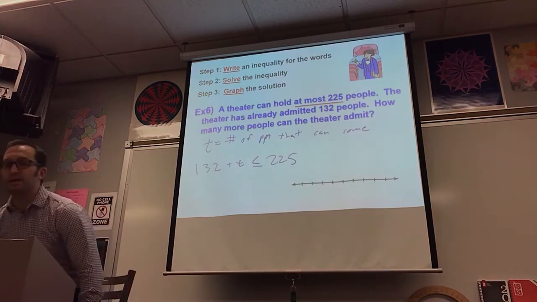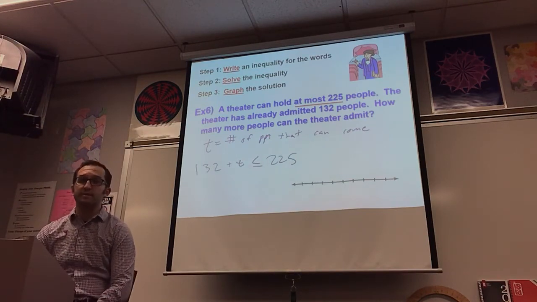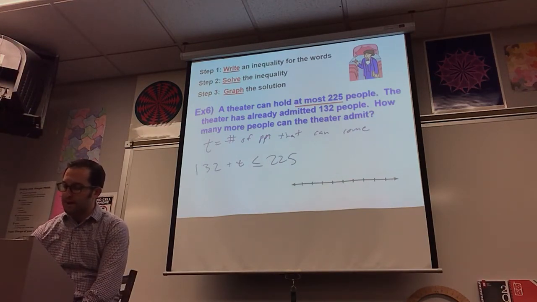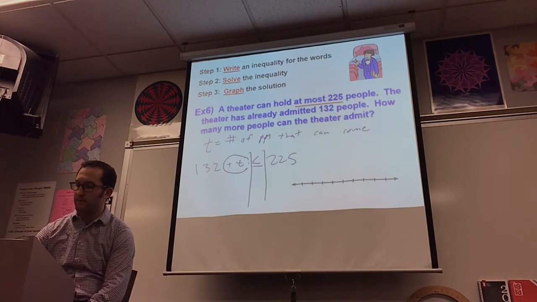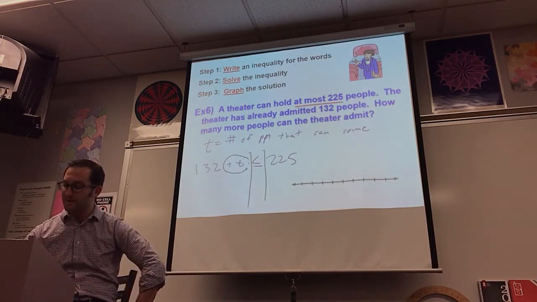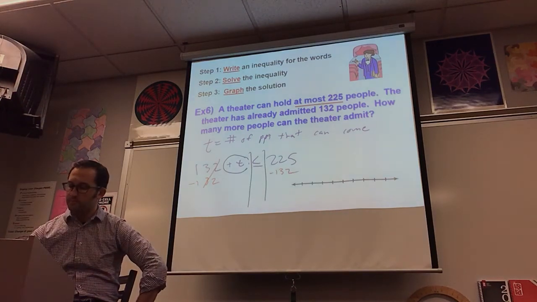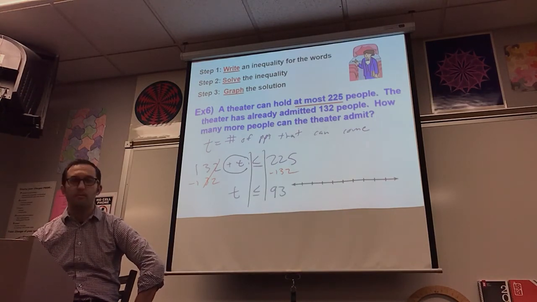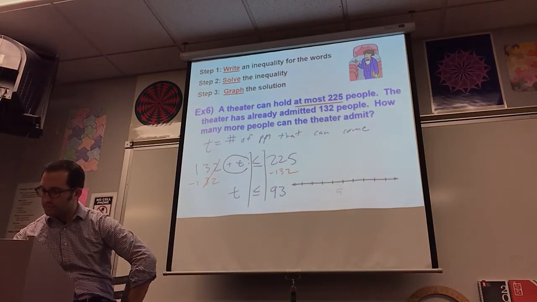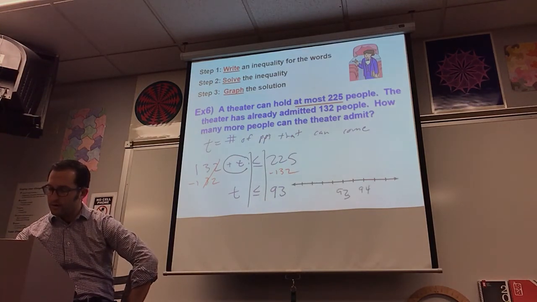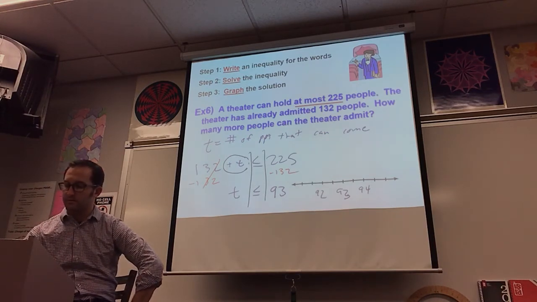Now, Kobe said earlier we need to subtract, right? He's right. We do need to subtract. So why do we need to subtract? It's because when we set up our problem and do our inverse operations, what inverse operation are we going to do? We subtract 132. And we get T is less than or equal to 93. So, 92, 93, 94. Open or closed? Closed. Which direction, left or right? Left. Okay.